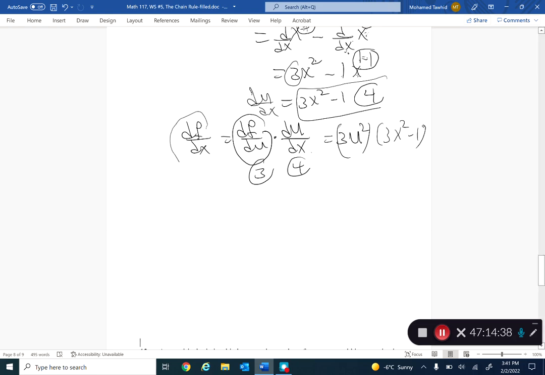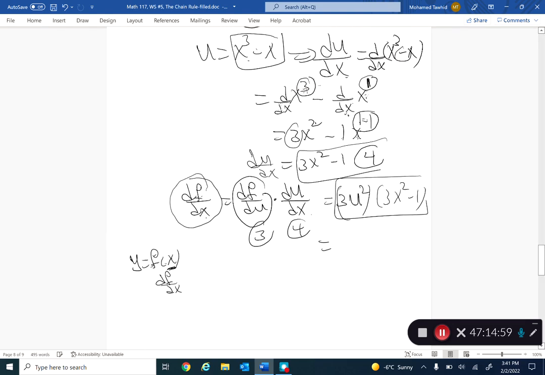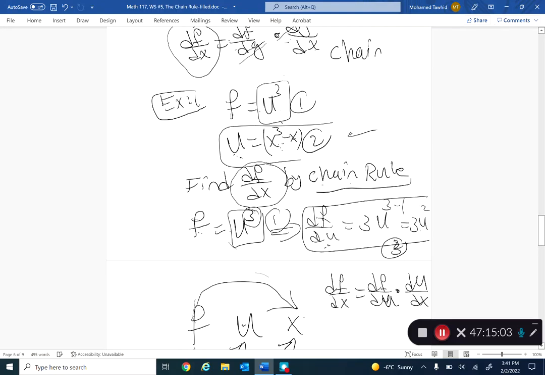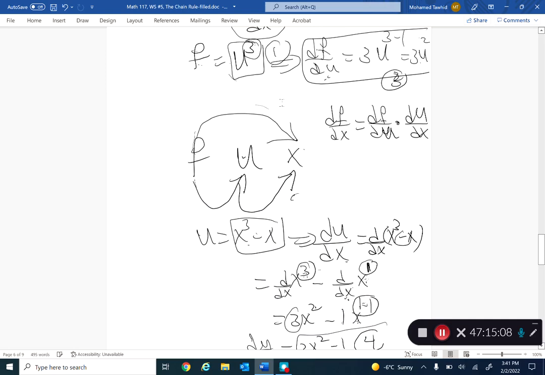So df by dx means your f should be a function in x. When I write y equals f of x like this, f is a function in what? x. So when I take the derivative of f with respect to x, it means f is a function in x. So for df by dx, I have to write everything in terms of x. Which means here you have u. What is u, guys? u here is x cubed minus x. That comes from equation 2.